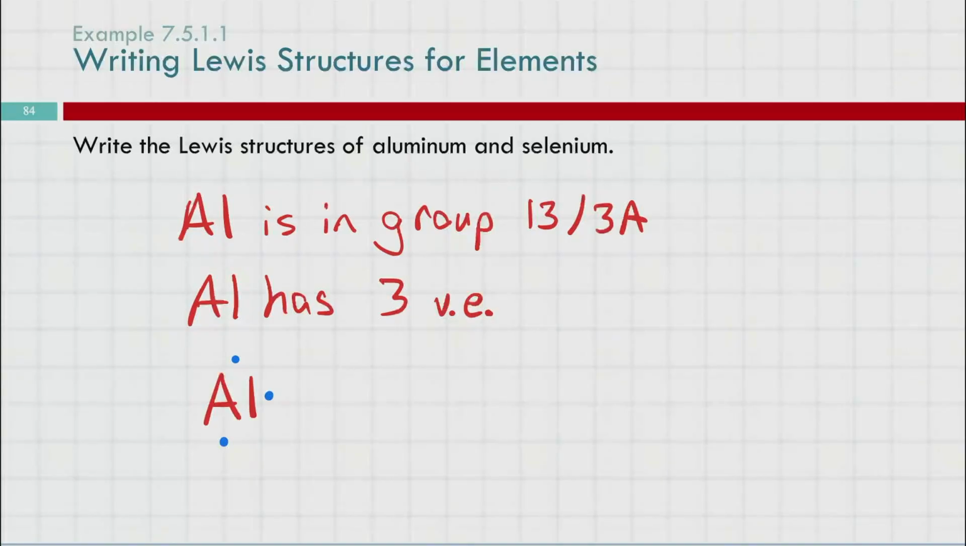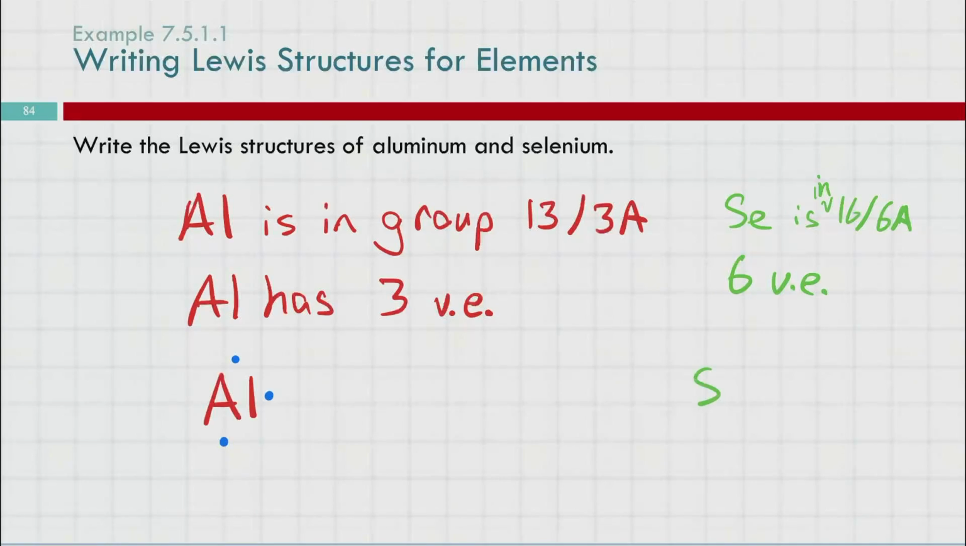Now you do the Lewis structure for selenium. I'll give you a little bit of time to do that. All right, so that Lewis structure for selenium, Se, is in what group? What's the number of the group? 16 or 6A? So it has 6 valence electrons.